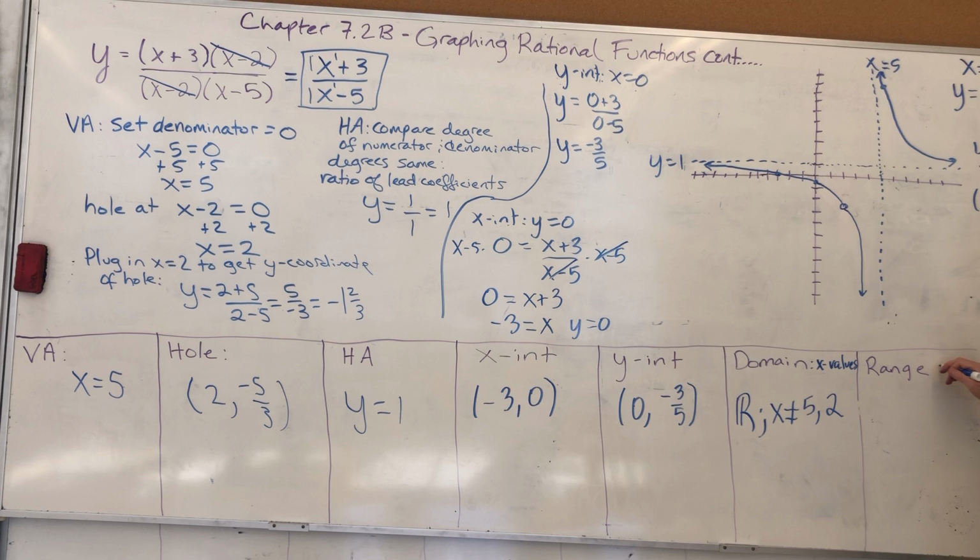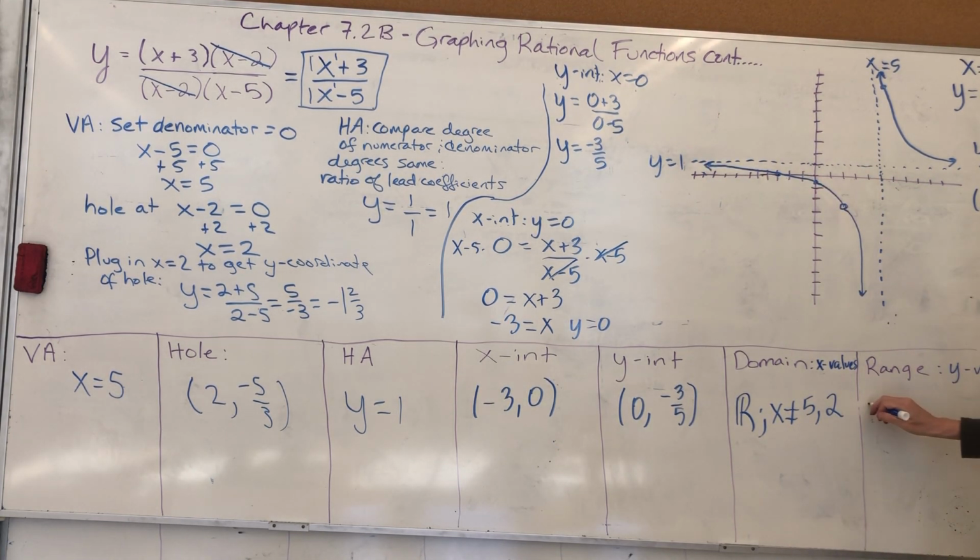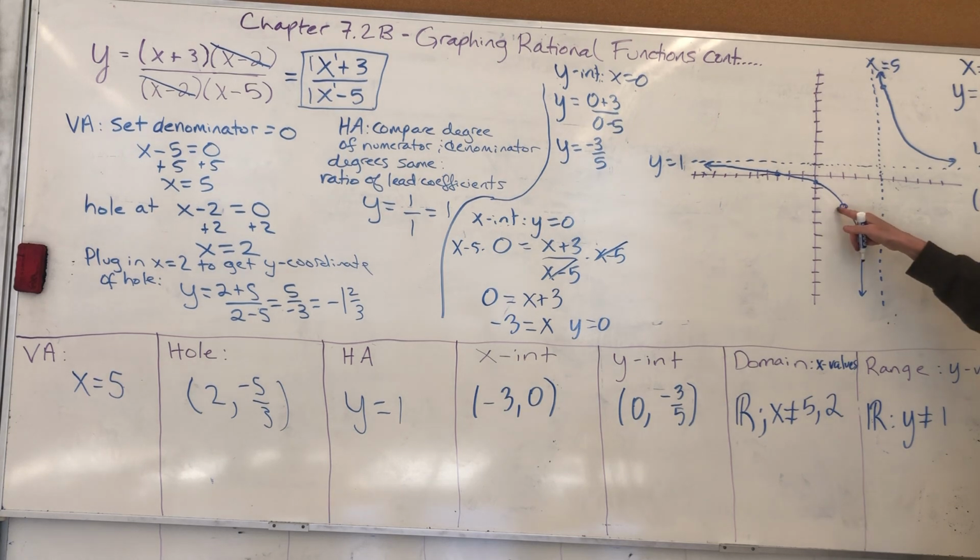Now the same thing's going to happen with the y, right? If you notice this graph, no point is at y equals 1 because it's a horizontal asymptote there. So y can't equal 1, and then also y can't equal the y value of the hole, right? Because we had to exclude that.